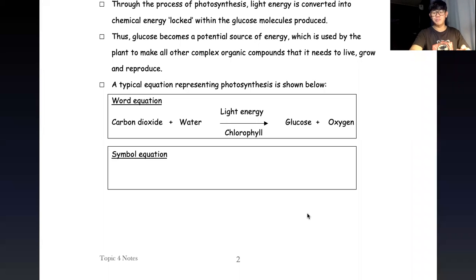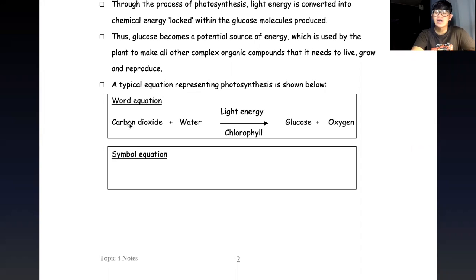And number three is we're going to look at how to describe and explain how these factors actually affect photosynthesis. So those are the three main things that we're going to look at today. If you could go to your notes now, which I will also show here, if you go to page 2, you should see, firstly, we are going to recall about photosynthesis.